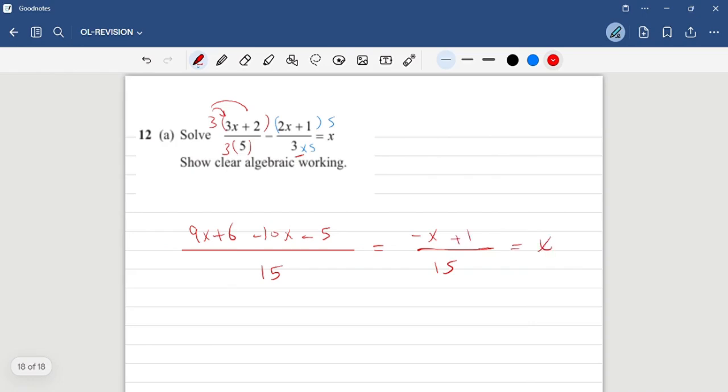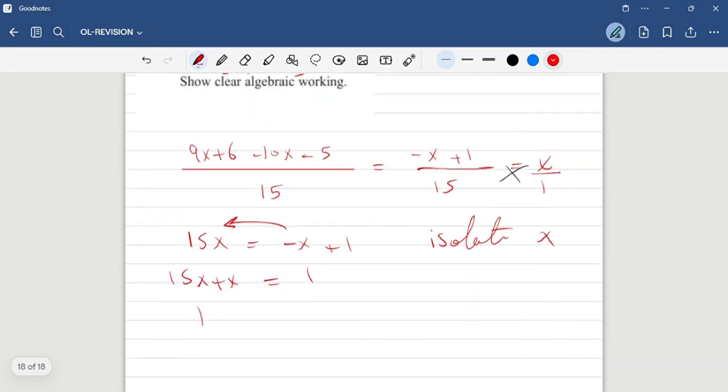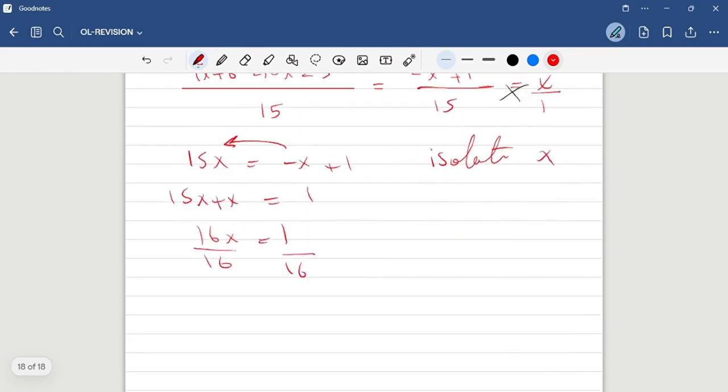Now I have to make the cross multiplication. So it will be 15x equals negative x plus 1. Now I need to isolate x. In this situation, I will send the negative x to the other side. It will be 15x plus x, which equals 1. And after this, 15x plus x equals 16x equals 1, divided by 16 on both sides. X will equal 1 over 16.